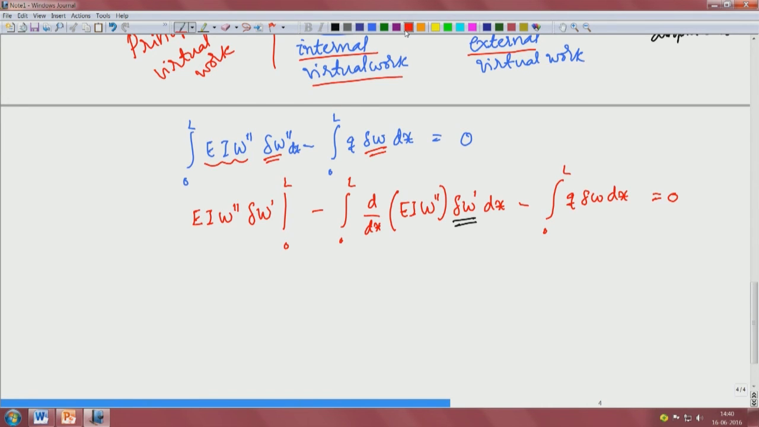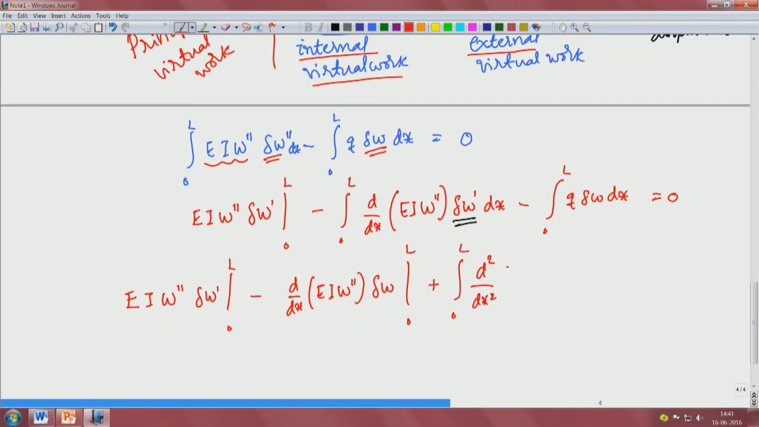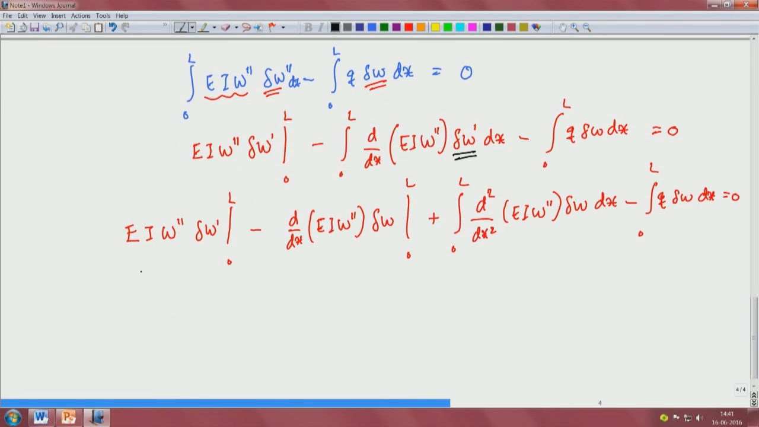So, when I do that, I will have the same thing here, EI w double prime times delta w prime at 0 to L minus, here again the first function if I take, that is d by dx of EI w double prime, okay, times integral of the second function delta w, 0 to L, minus of the minus thing of the integral of the derivative of the first function, that will become second derivative d square by dx square EI w double prime, integral second function, that will be delta w dx minus 0 to L q delta w dx equal to 0. Now, we get the boundary conditions and the differential equation.